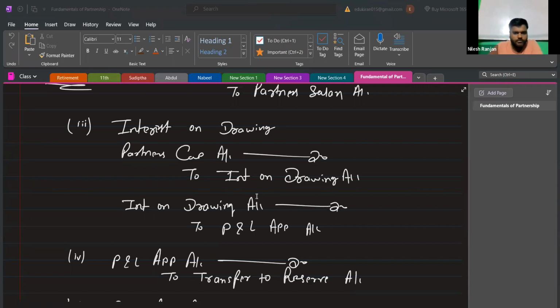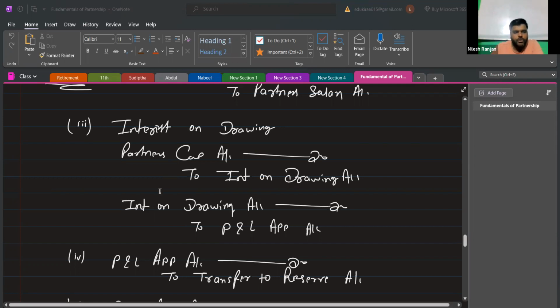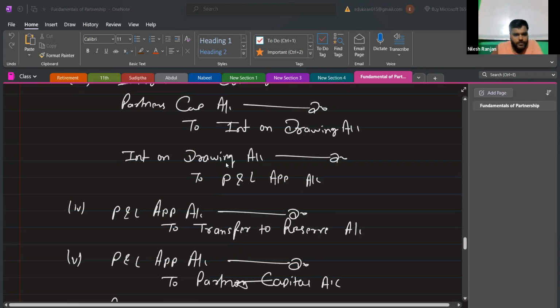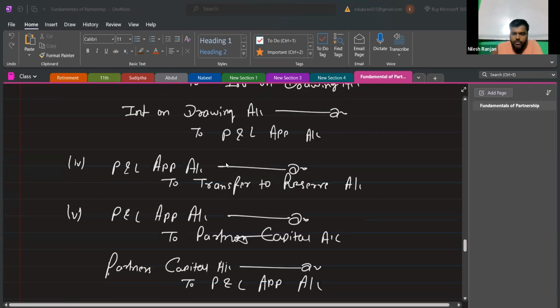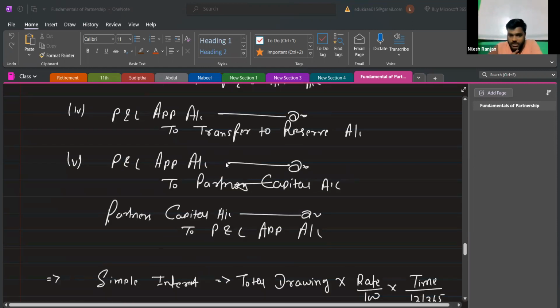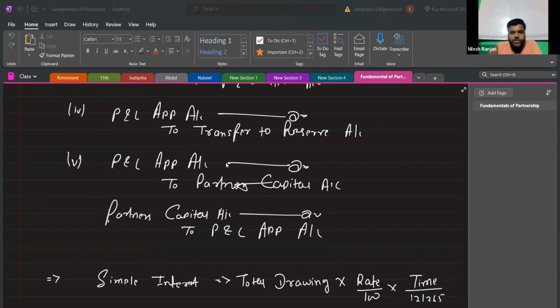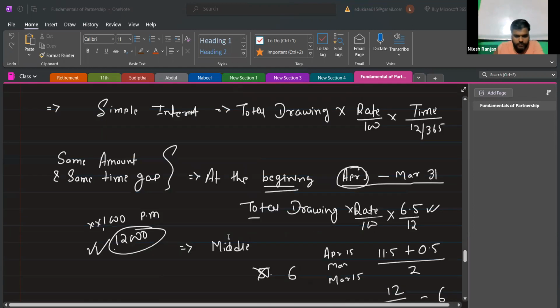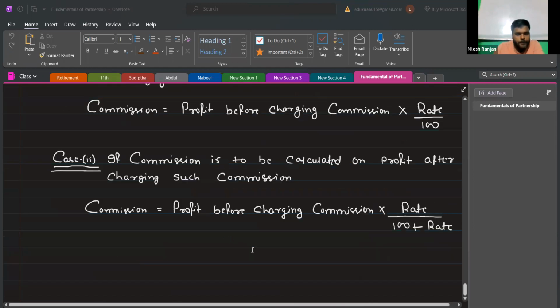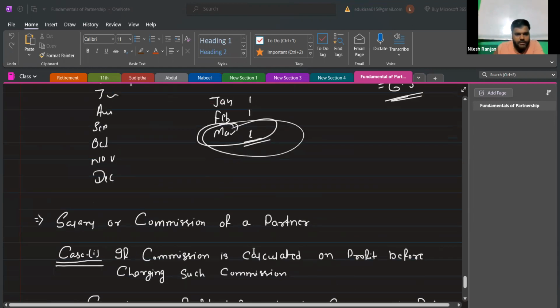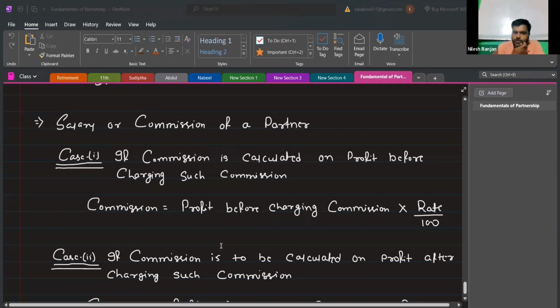Yeah, it's fine. Okay. So in the previous class, we discussed the journal entry concept, the partner's capital account, profit and loss appropriation account, calculation of interest on capital, and calculation of interest on drawing. Okay. Yes, sir. So there is this next concept, salary or commission of a partner.